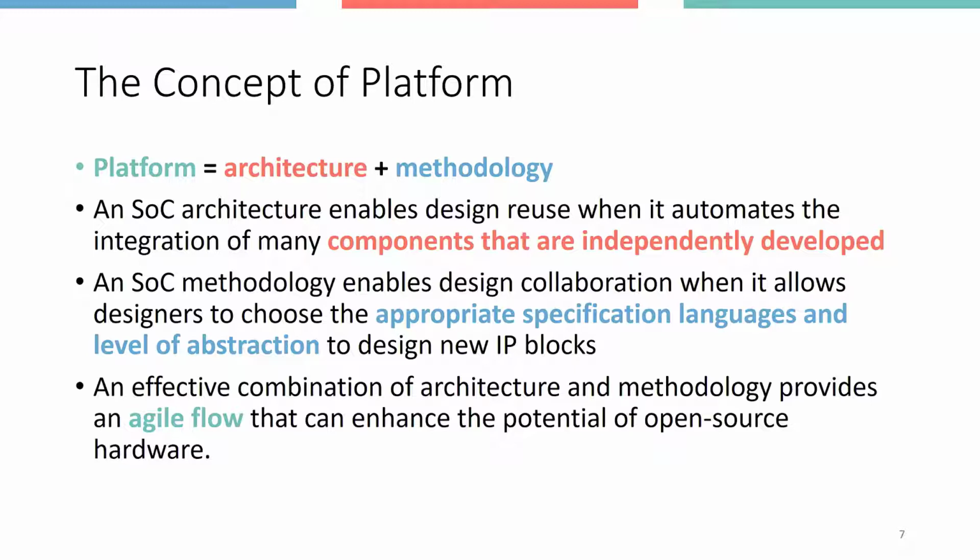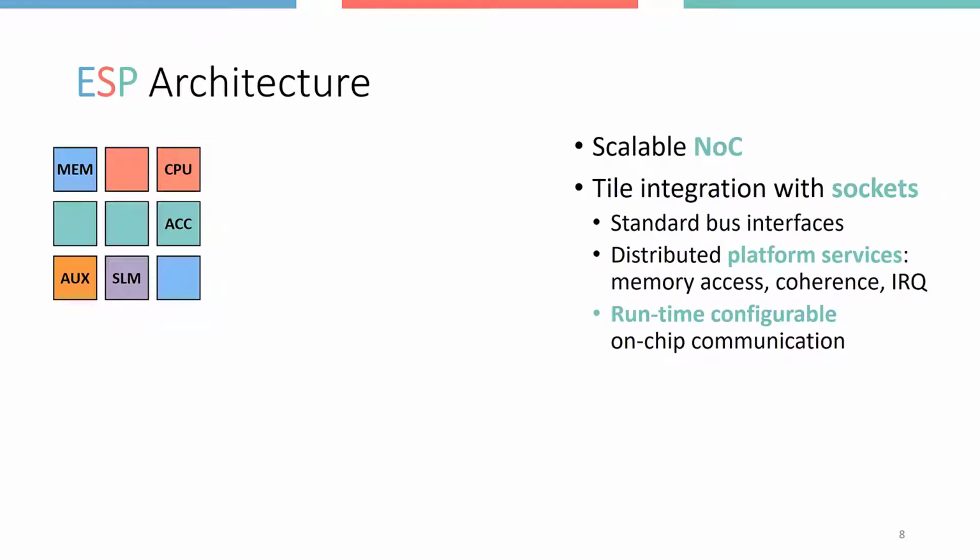So it is the effective combination of the architecture and the methodology that together provides this agile design flow, which really we believe can enhance the potential of the open source hardware, which, as we said, could be strategic to give a great impulse to research and innovation in the age of heterogeneous computing. So a few words of introduction on the ESP architecture and on the methodology, and then Paolo will continue and go into more details.